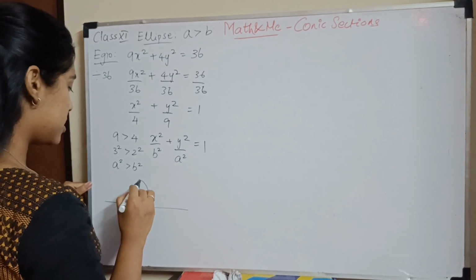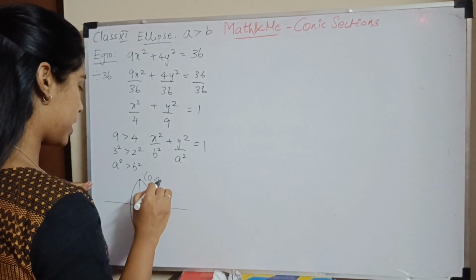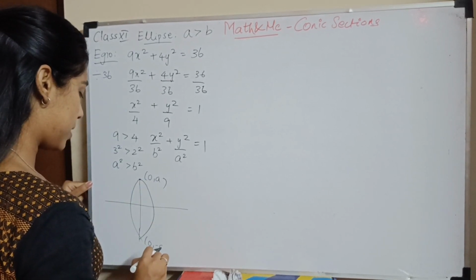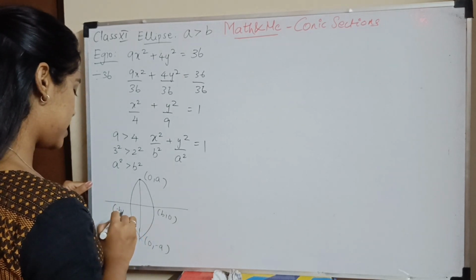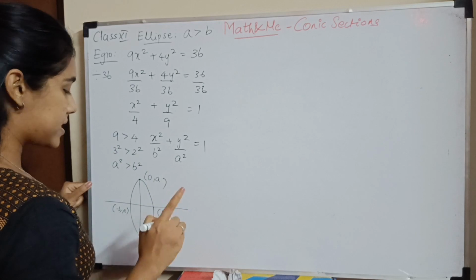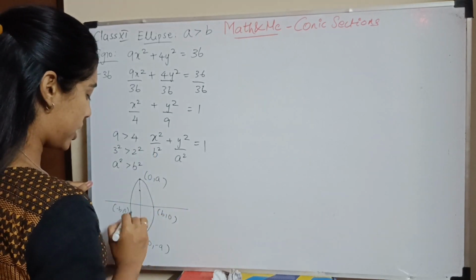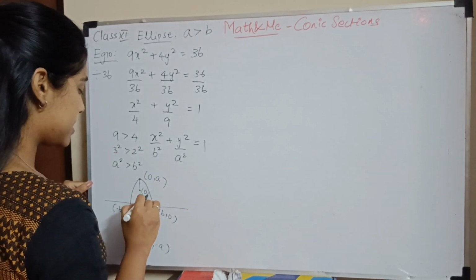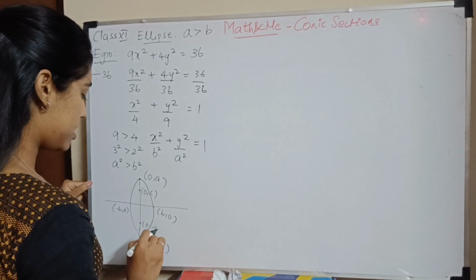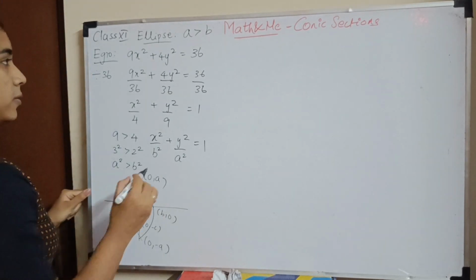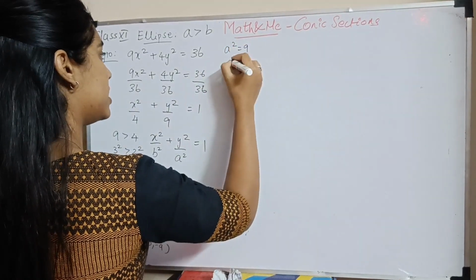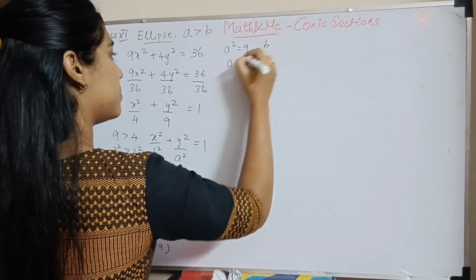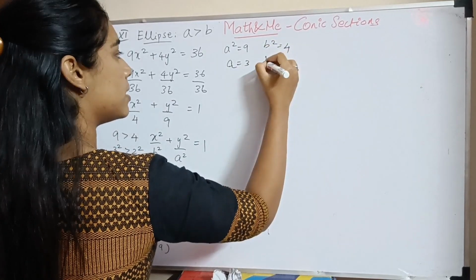It looks like this. So this point is 0 comma a, and this is 0 comma minus a. This is b comma 0. This is minus b comma 0. The foci always lie on the major axis. So the foci are 0 comma c and 0 comma minus c. Okay. Now you need to find all the values. So a square is 9, a equals 3. B square is 4, b equals 2.